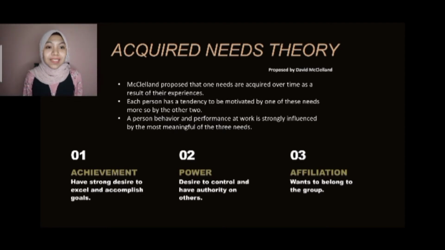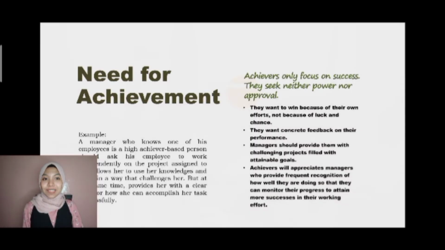Each person has a tendency to be motivated by one of these needs more so than the other two. This means that someone might have a major need in themselves rather than the other two needs. A person's behavior and performance at work is strongly influenced by the most meaningful of the three needs. Now, I will explain the need for achievement. Achievers only focus on success. They seek neither power nor approval.